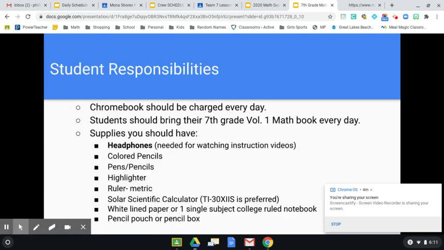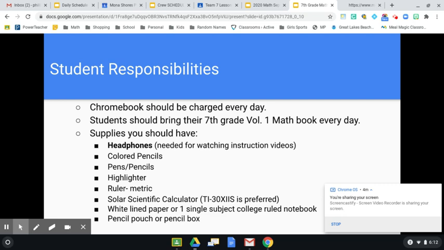So student responsibilities, and this is super important because we are teaching and recording our videos every day, and this is how you're learning and getting your content. These things have to be with you every day. So you need to make sure you come in every day or you're at home every day and your Chromebook is ready to go and it's charged. So make sure you're checking that each night.